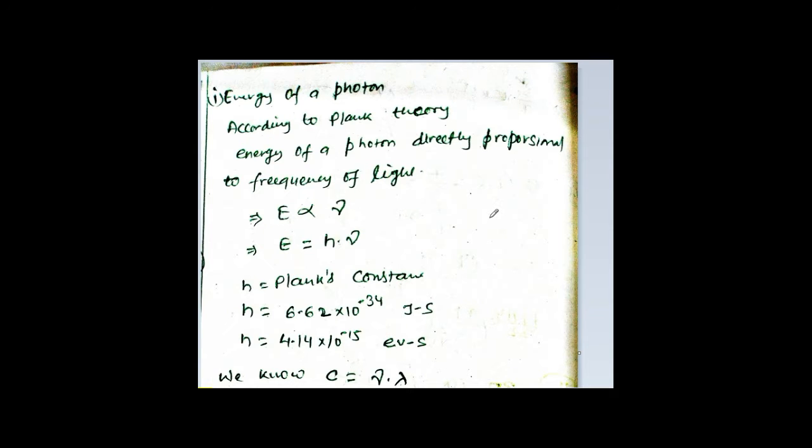Alright guys, so here is the energy of a photon. According to Planck's theory, the energy of a photon is directly proportional to the frequency of light. So E is directly proportional to frequency nu. Removing the proportionality, a constant term h will be placed here. So h is Planck's constant. h equals 6.62 into 10 to the power minus 34 joule second, and in the form of electron volt second, 4.14 into 10 to the power minus 15.